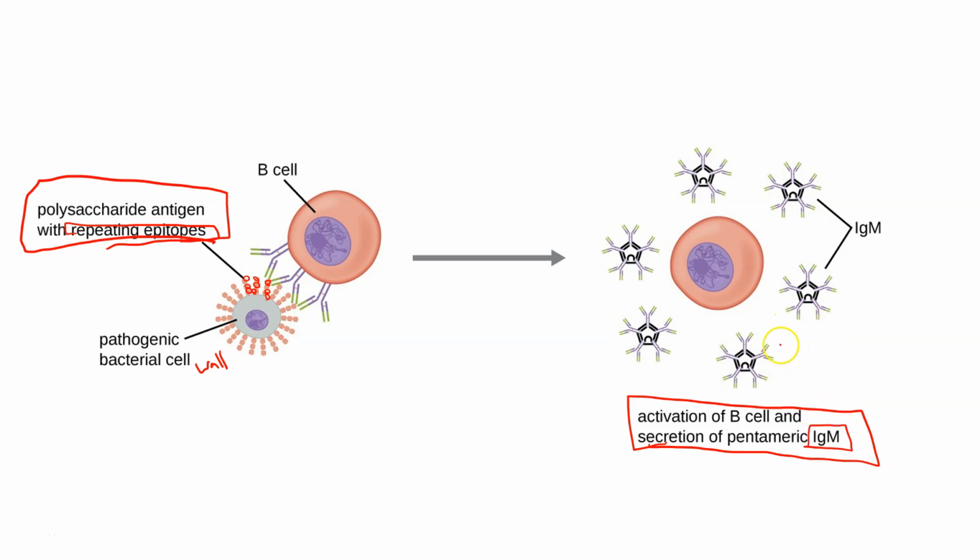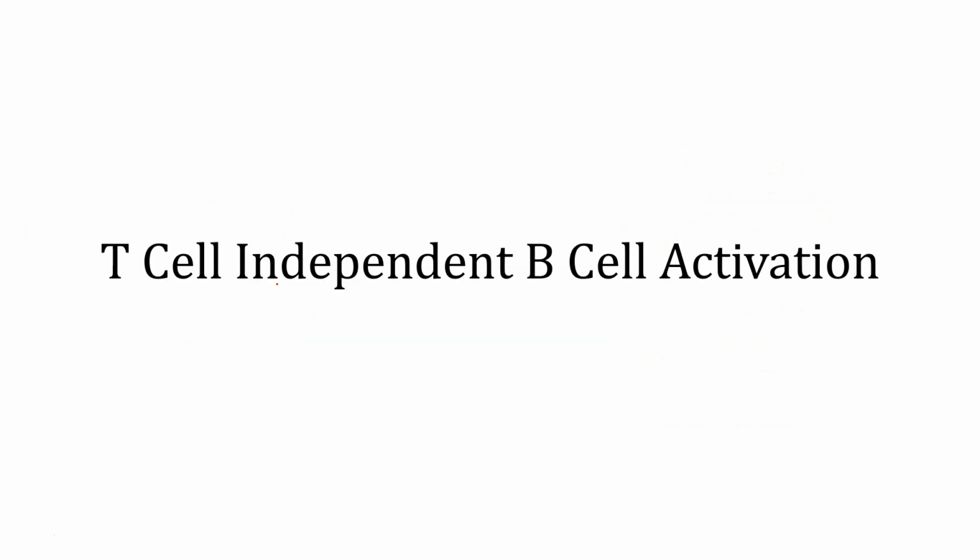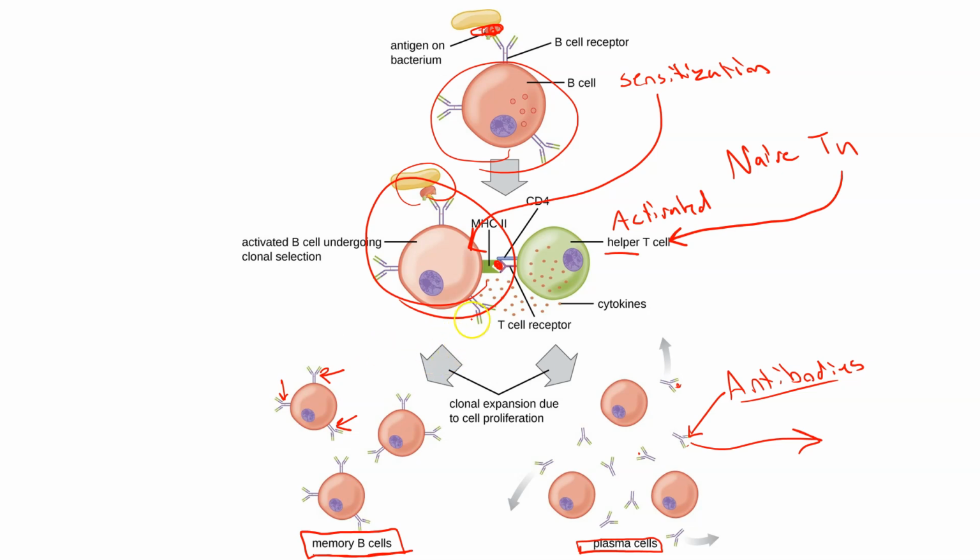Again, we'll talk about these different classes. But the importance is that multiple B cell receptors are attaching at the same time because of the fact that there are these repeating antigens. If it's just a very specific antigen only found on one part of the cell, and it only binds to one B cell receptor, then it has to go through the rigmarole here of the co-stimulation with a helper T cell.